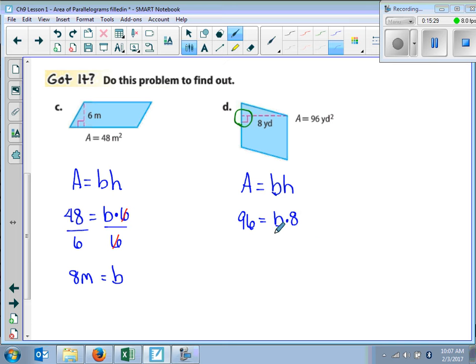Now, to solve for the base, we're going to divide by 8 on both sides, the 8's cancel, and what am I left with? B by itself is equal to 12 yards.